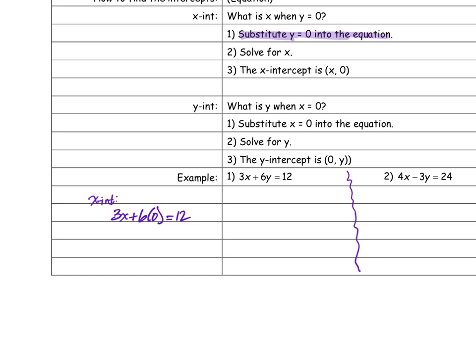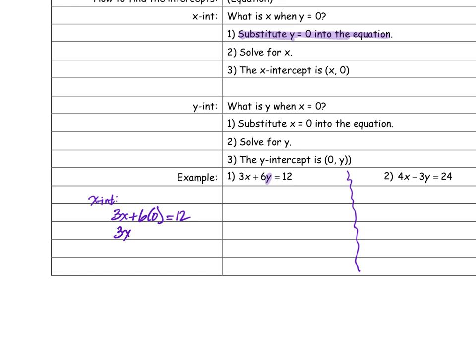Okay. So the rule said, step 1 said substitute in a 0 wherever there's a y. So in my equation, where there was a y, see there's a y here, I put a 0. Okay. Now I'm just going to solve for x. So I have 3 times x, which is just 3x, plus 6 times 0. What's 6 times 0? Anybody? 6 times 0? Anybody know what 6 times 0 is? 0. Very good. So that's 0.